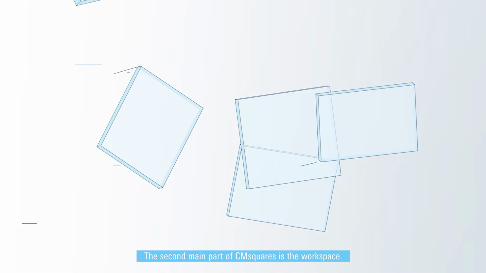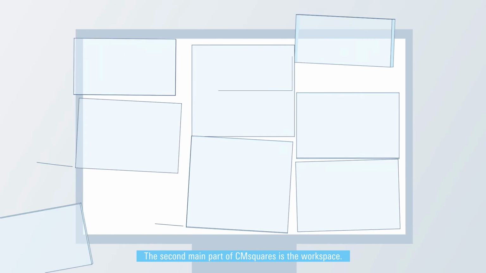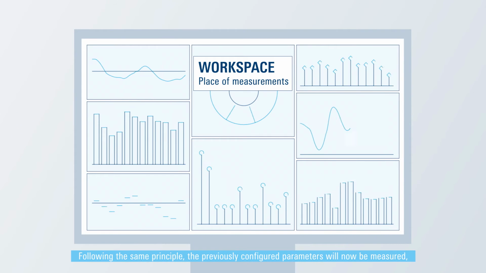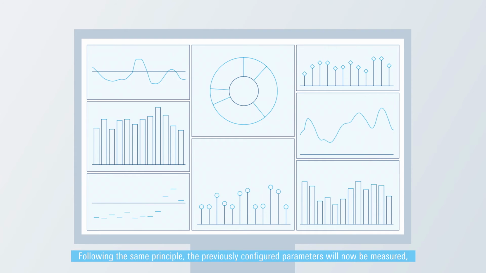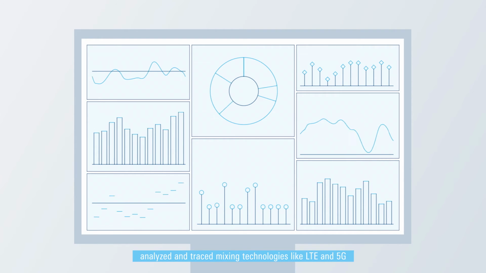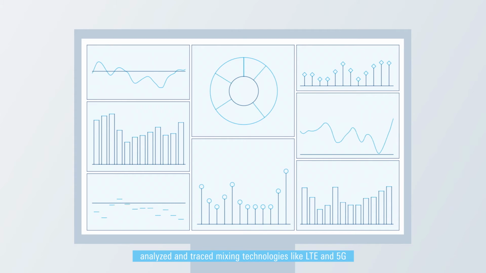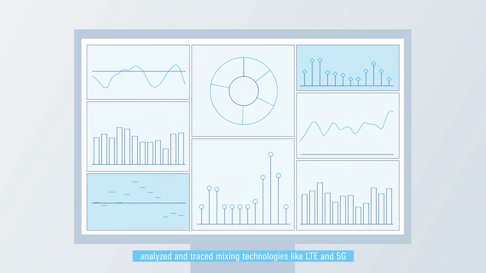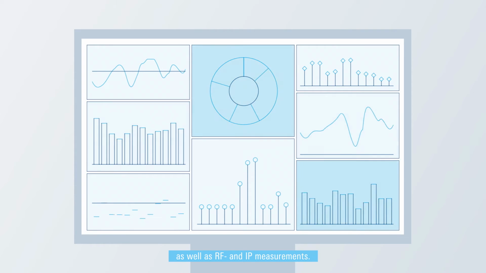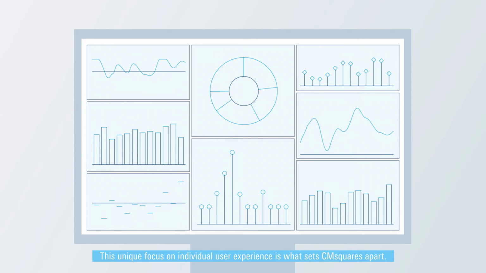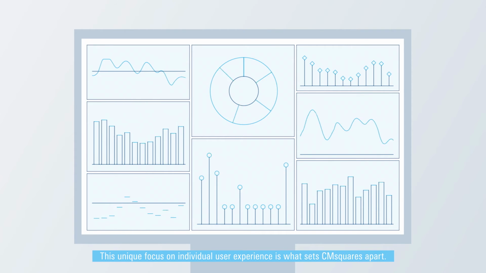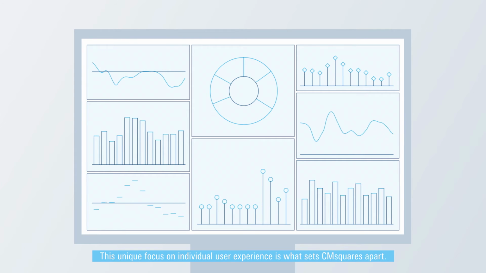The second main part of CMsquares is the workspace. Following the same principle, the previously configured parameters will now be measured, analyzed, and traced, mixing technologies like LTE and 5G, as well as RF and IP measurements. This unique focus on individual user experience is what sets CMsquares apart.